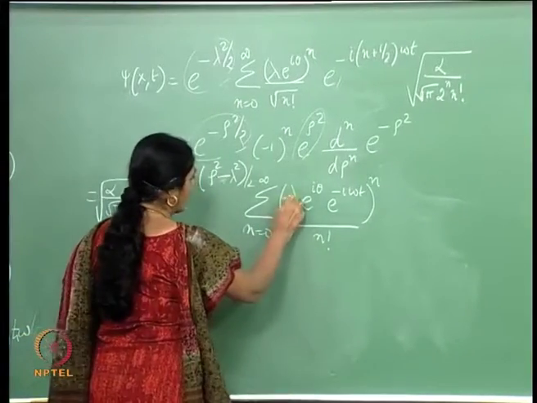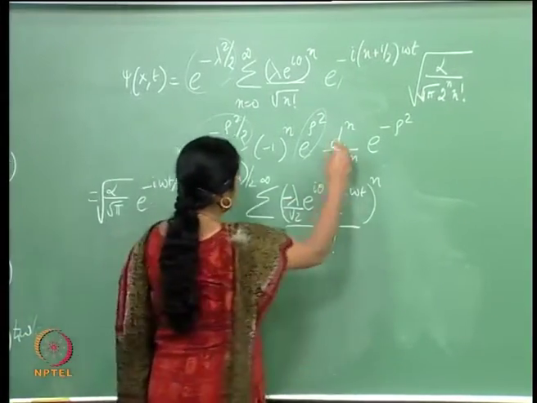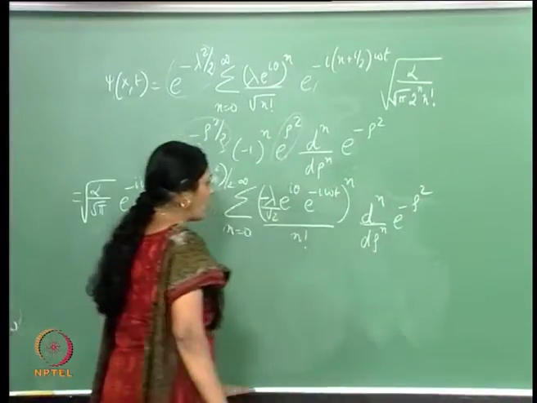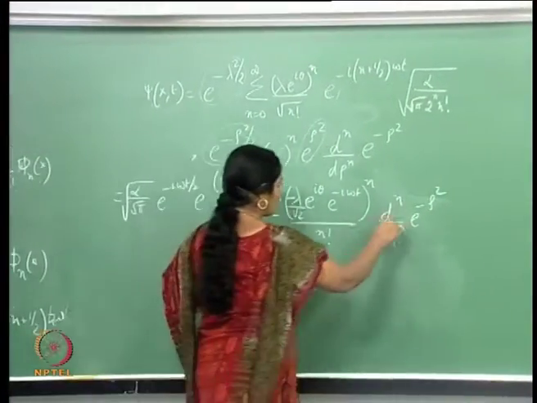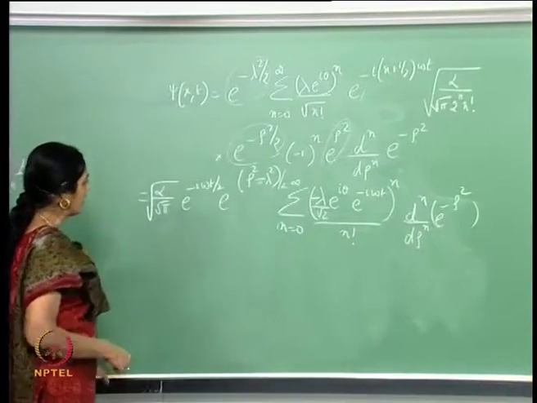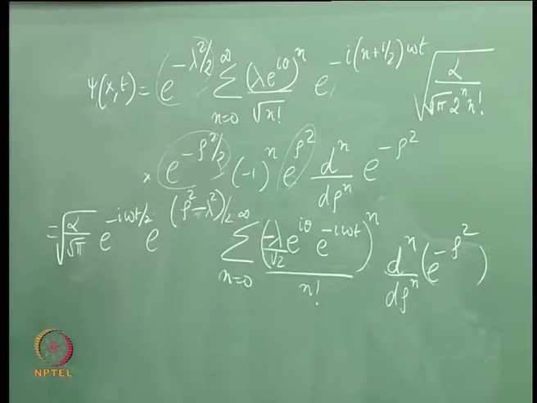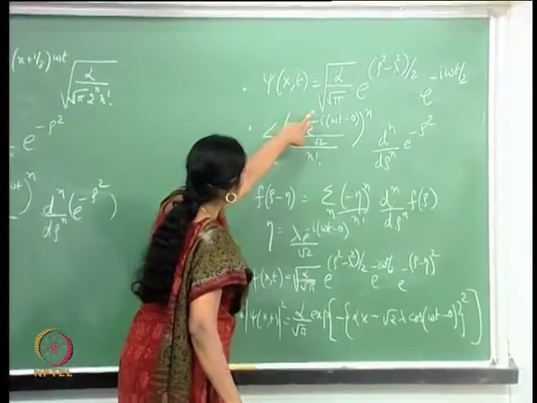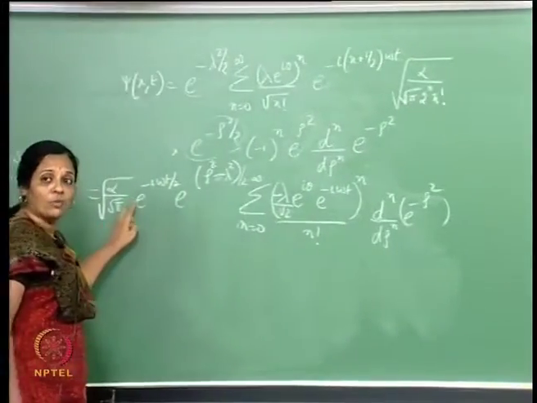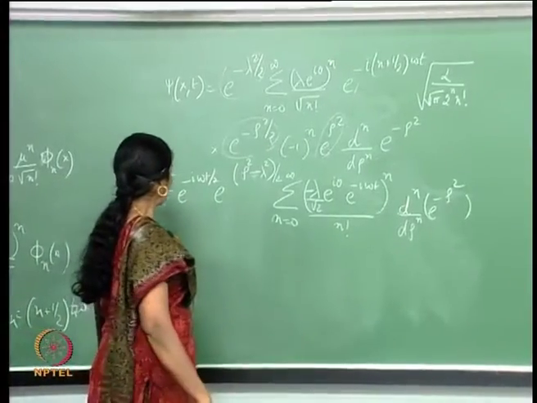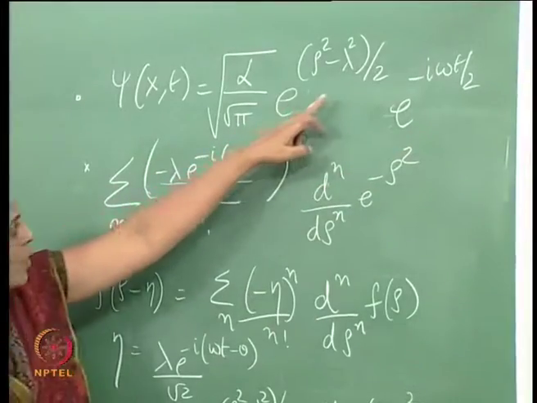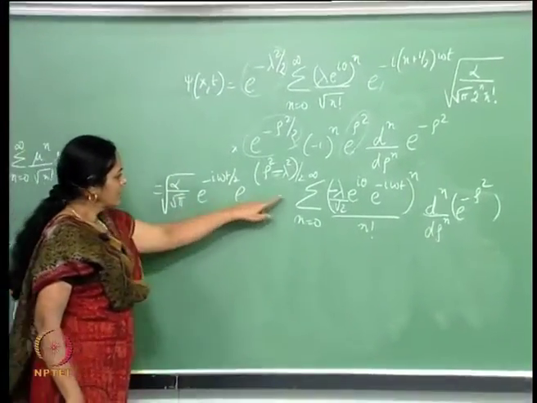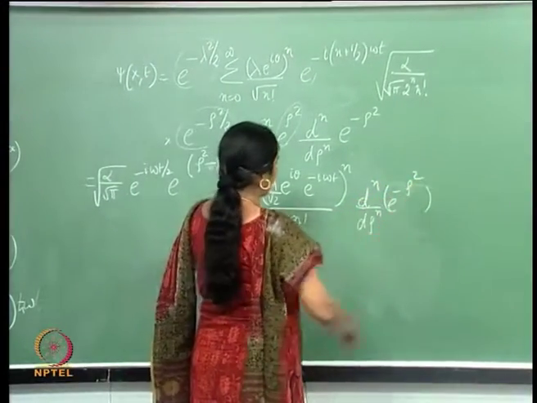Minus 1 to the n, therefore I will put a minus sign here, and then I have d n by d rho to the n of e to the minus rho squared. So this is what I have, which is precisely the expression that I have written out here for you. If you look at it, root of alpha by root pi came from the normalization for the energy eigenstate. E to the rho squared minus lambda squared by 2 e to the minus i omega t by 2 is what I have pulled out here. Then there is a summation over n with precisely the factors that I have put down there.